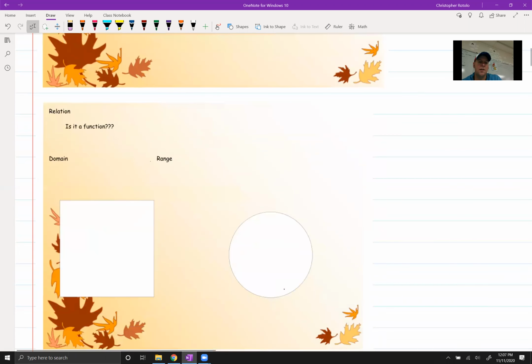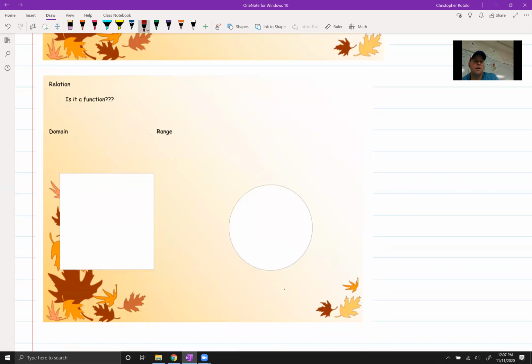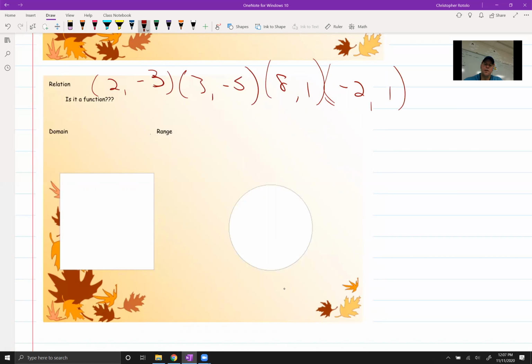All right, so is it a function? Let's get some ordered pairs and let's build a relation. So let's go with 2, -3, 3, -5, 8, 1, and let's go with -2 with 1. All right, and I wanted to repeat something in here because this is one thing that sometimes gets confused from what you had worked with before.